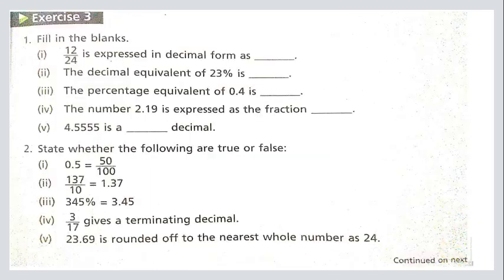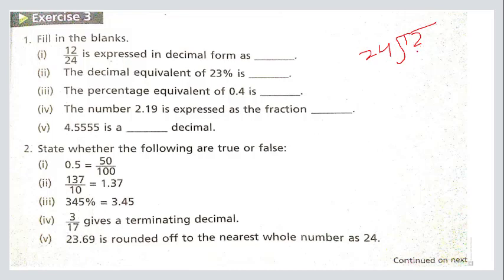Now coming to exercise 3, the first one is: 12 by 24 is expressed in the decimal form as. Now we need to express this 12 by 24 in the decimal form. How can we do that? It's quite simple. We will follow the method of division. 12 is the numerator, we should write this inside, and 24 is the denominator, we will write this outside. So this 24 is the divisor and 12 is the dividend.